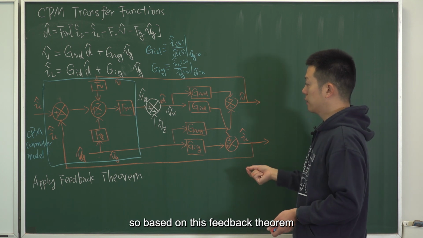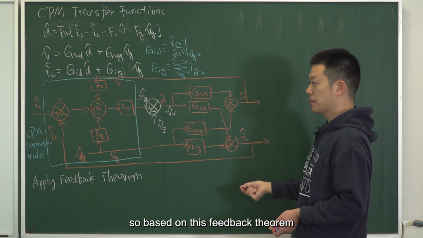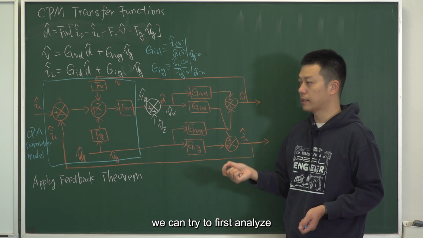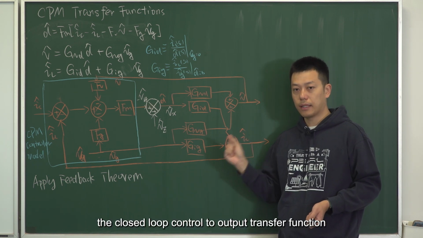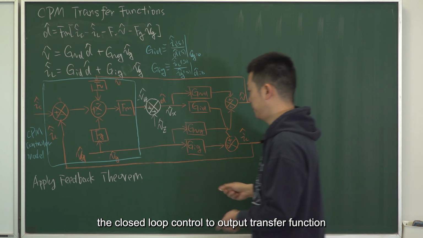Based on this feedback theorem, we can first analyze the closed loop control to output transfer function.